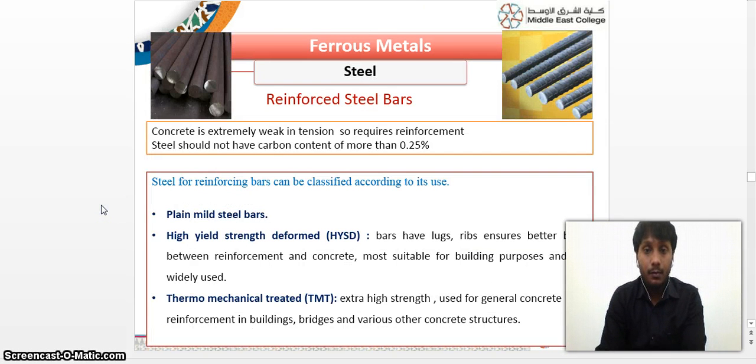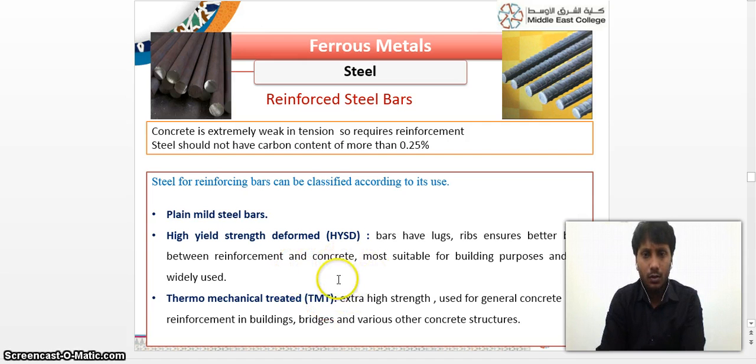So this is the main important one, reinforced steel bars. Concrete is extremely weak in tension, so it requires reinforcement. Steel should not have a carbon content of more than 0.25%. Steel for reinforcing bars can be classified according to its use: plain mild steel bars, high yield strength deformed bars, which are called HYSD bars, and thermomechanical treated bars, TMT bars.